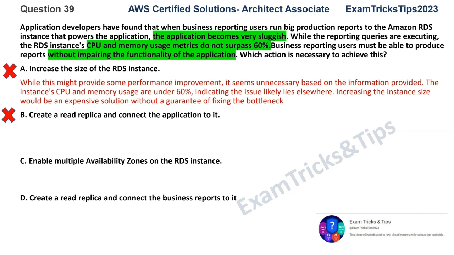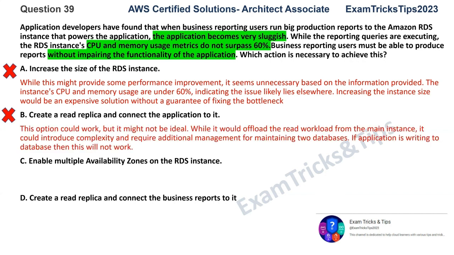Let's see the second incorrect option. Option B says, let's create a read replica and connect the application to it. Now, a read replica is fine. We saw that that's our solution, but you shouldn't connect the application to it. You should be connecting the application to your main database, and you should be connecting the reporting application to your replica. So this is incorrect for that reason.